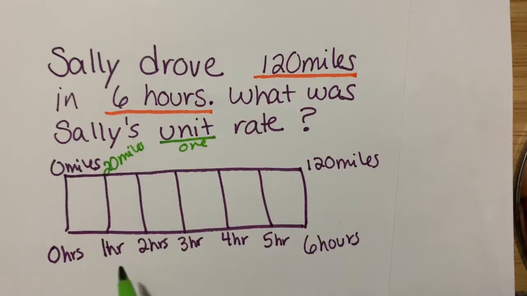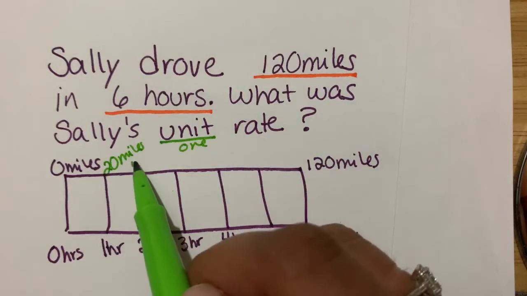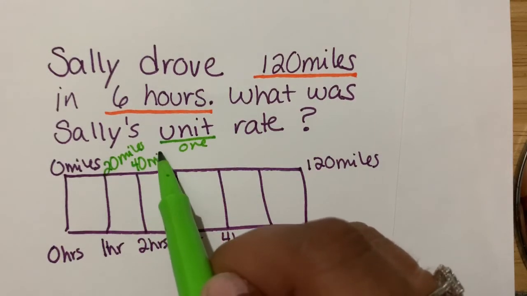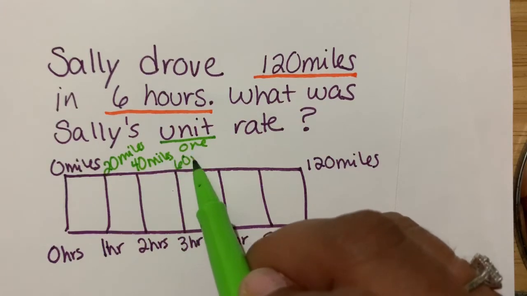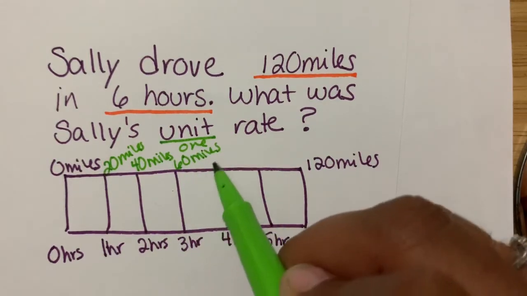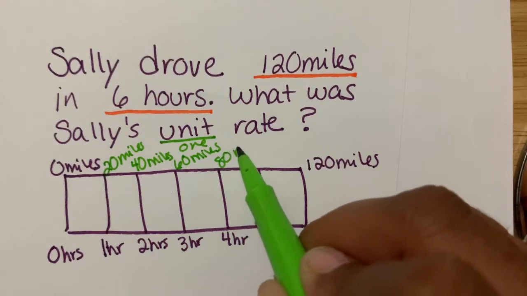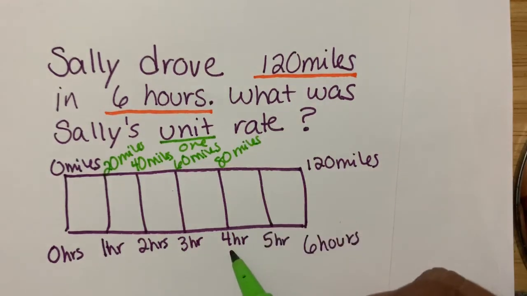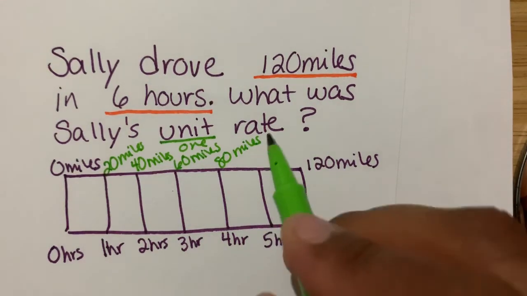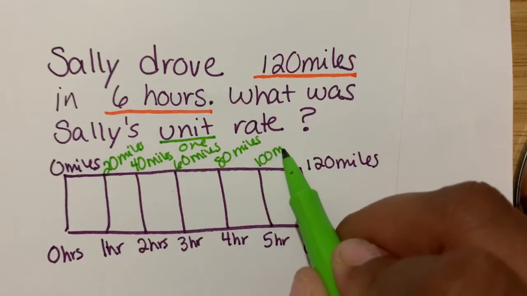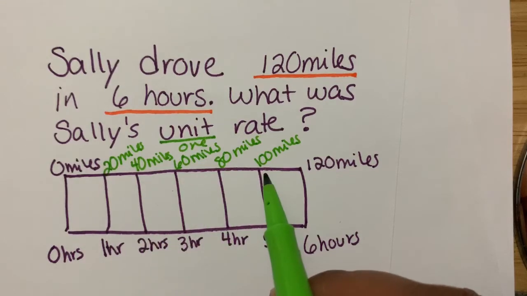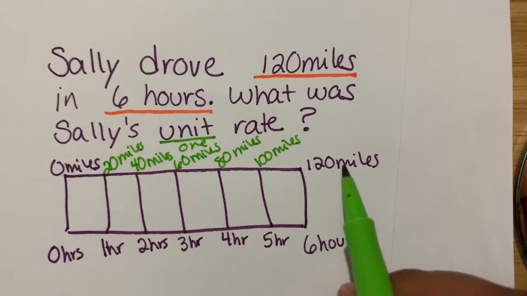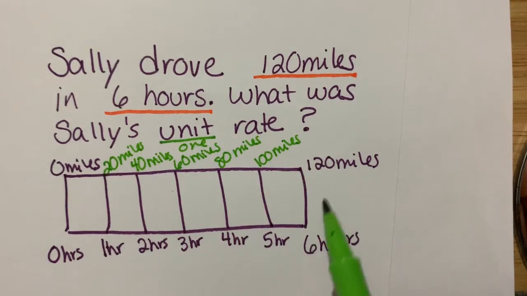2 hours, and I'm going to continue my pattern, was 40. 3 hours, 60. In 4 hours, 80. 5 hours was 100. And we fit our pattern perfectly because in 120 miles, it took us 6 hours. So 100 plus 20 is 120.